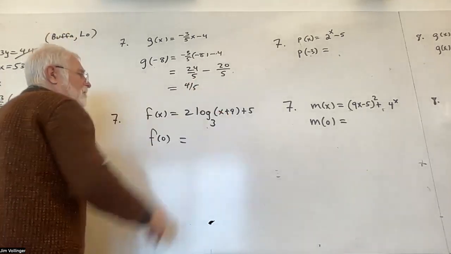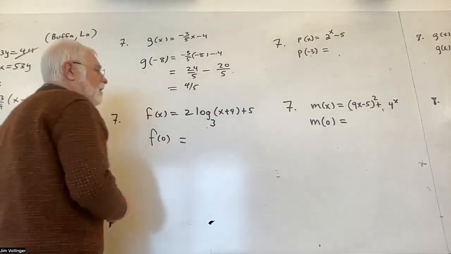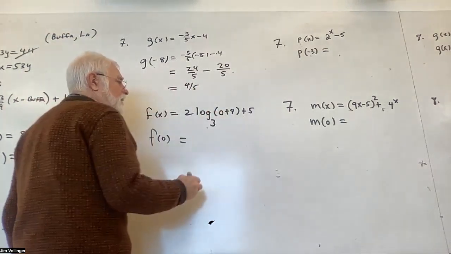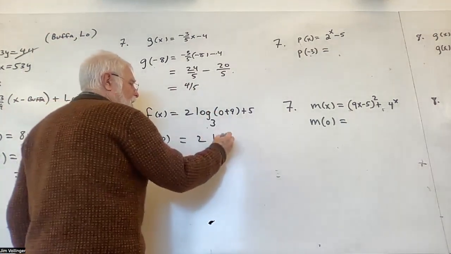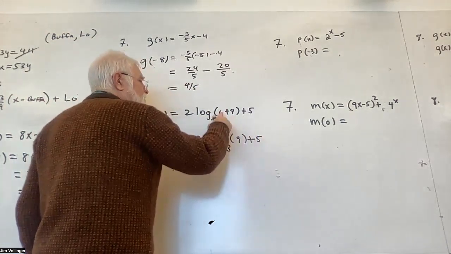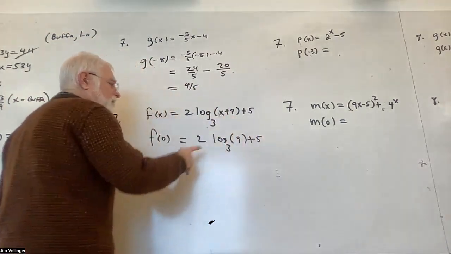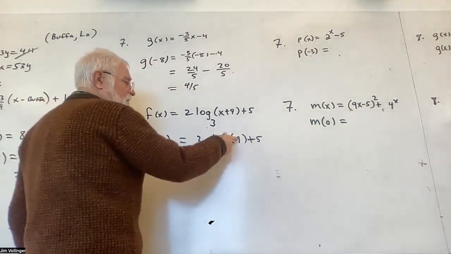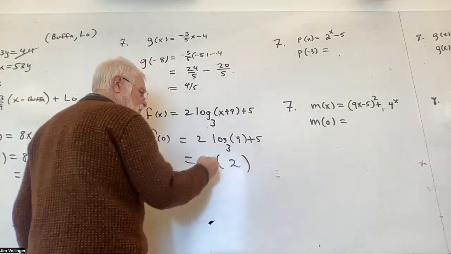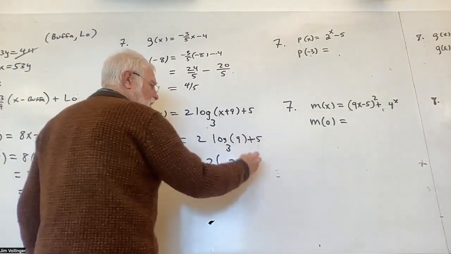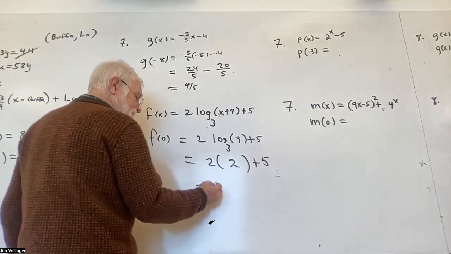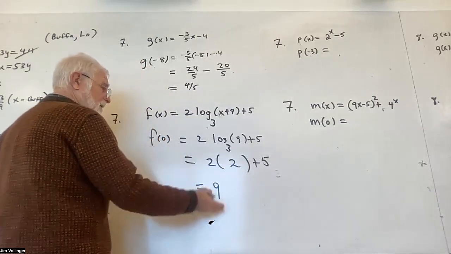F of x is a logarithm calculation, and I want f of 0. I guess that means I'm going to replace this x with a 0. And that gets me 2 log base 3 of 9 plus 5. I'm going to do the log first. What's the exponent you put on top of 3 to get a 9? 2. 2 times 2 is 4. 4 plus 5 is 9. You give me a 0, I'll give you a 9.